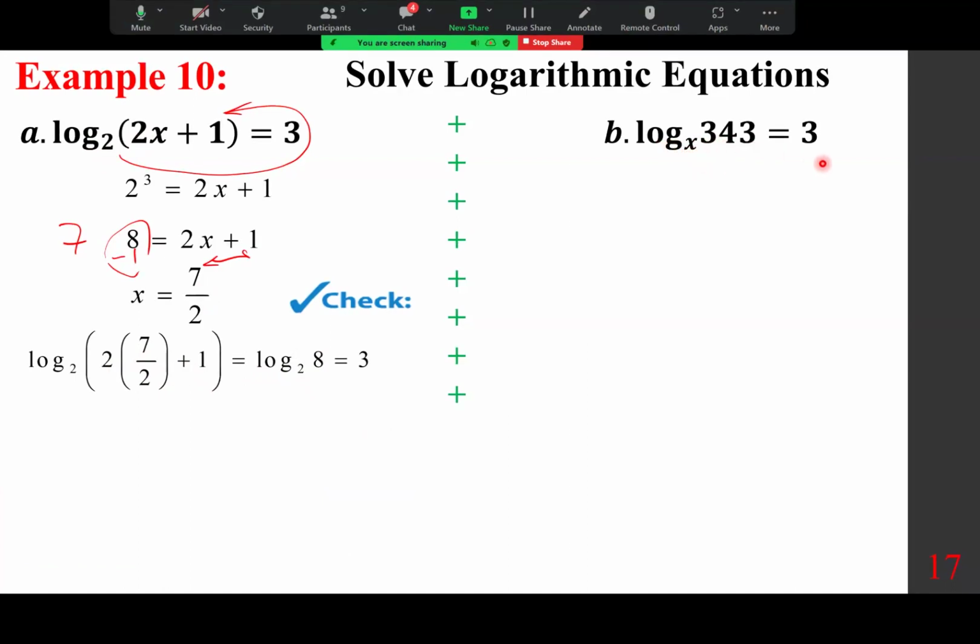Part B, log 343 to the base x is 3. Let's go with the arrow. X cubed is 343. You may know that 343 is 7 cubed, and therefore x must be 7.